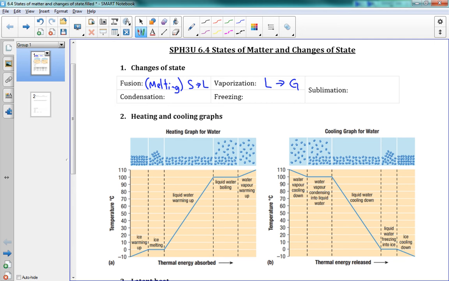The next row here we have condensation. This is where we go from a gas back down to a liquid. And freezing, where we go from a liquid down to a solid. Okay, those are our four terms for changing states, and those we'll be using a bit.